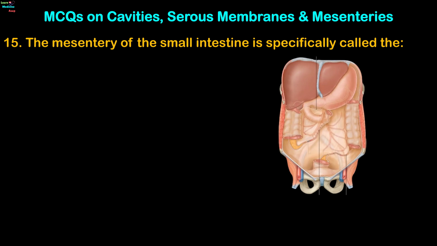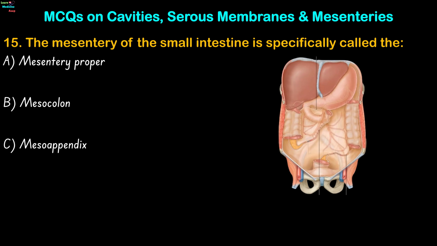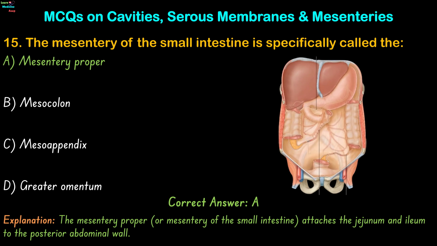Question 15. The mesentery of the small intestine is specifically called the mesentery proper, mesocolon, mesoappendix, or greater omentum? The correct answer is option A. The mesentery proper, or mesentery of the small intestine, attaches the jejunum and ileum to the posterior abdominal wall.